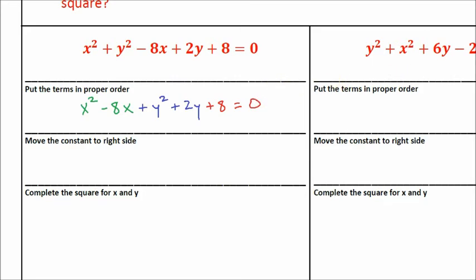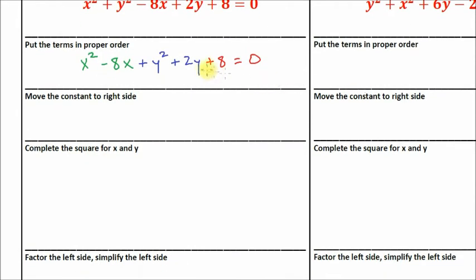Plus 8 equals 0. So now we've got our terms in proper order. Next step, move the constant to the right side. So let's rewrite our equation. x squared minus 8x plus y squared plus 2y is equal to, remember, when we move the 8 to the other side of the equal sign, the sign will flip and it changes to negative 8.